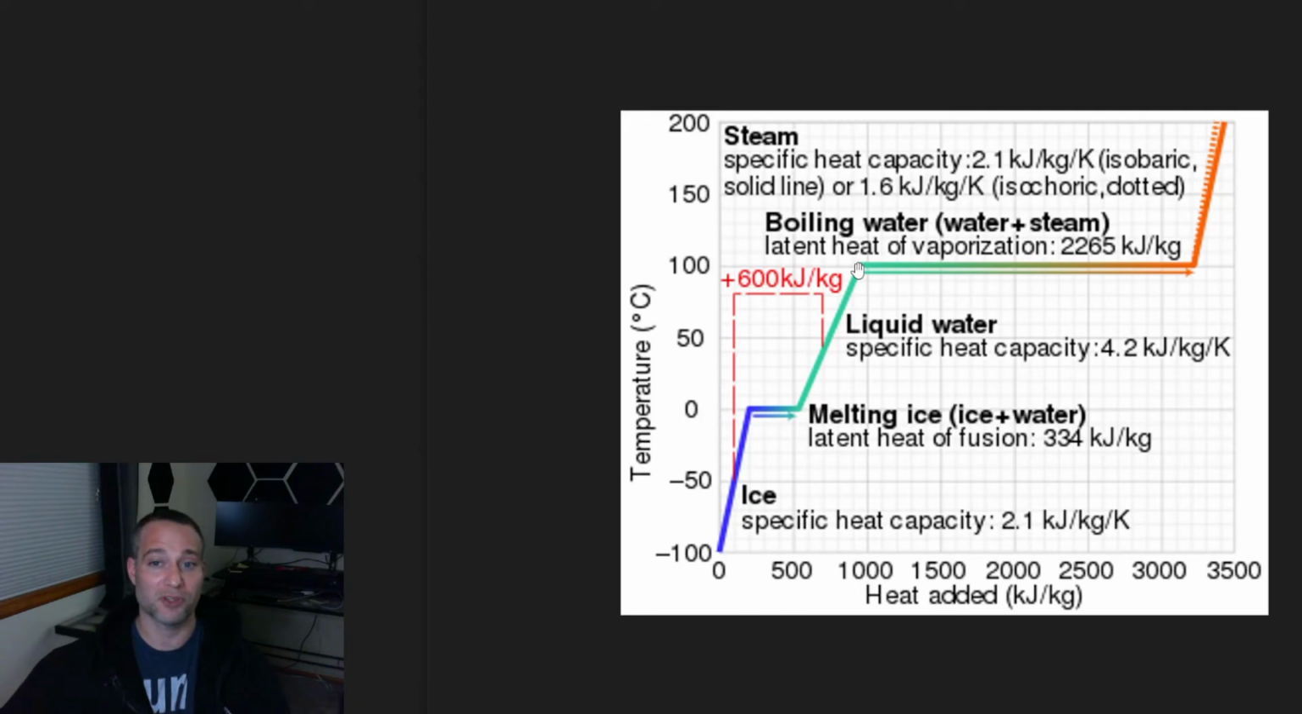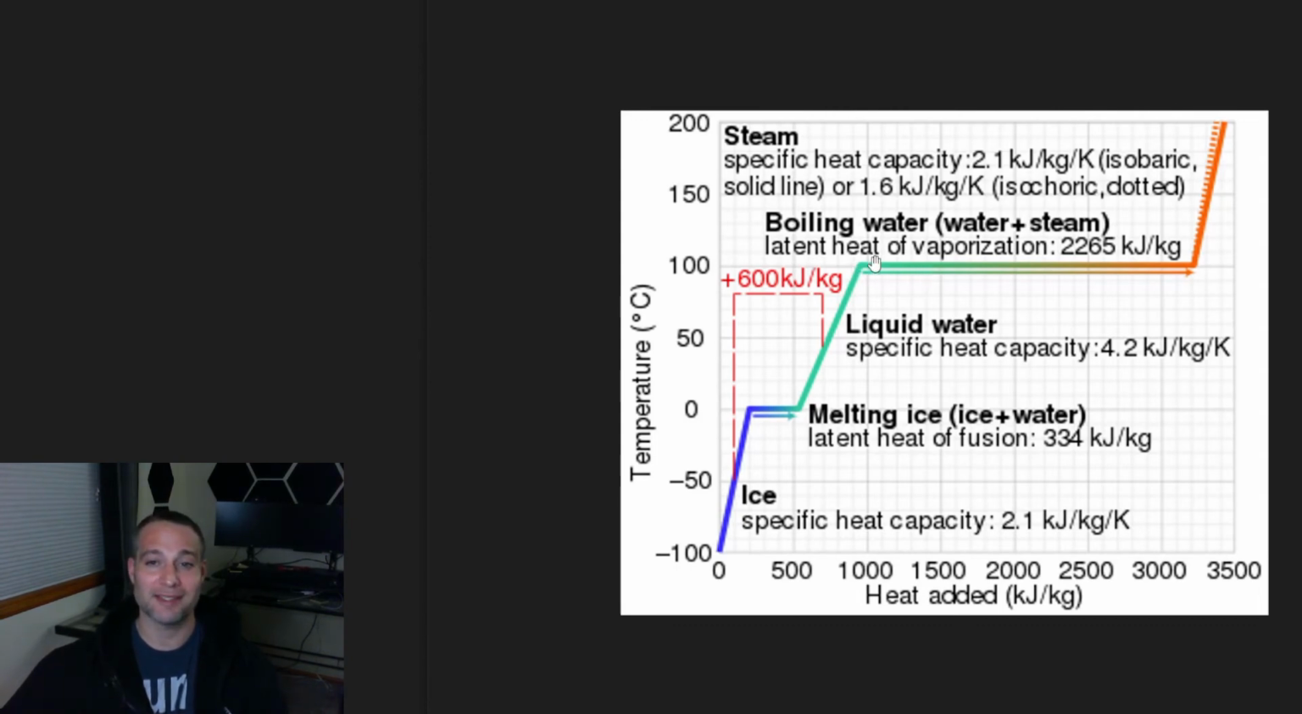So now the water starts to boil, and the same process occurs. As I add more heat, which is going to the right on this graph, you'll notice that the temperature of this boiling water does not change. It's still 100 degrees. So all the energy that I'm adding is only boiling the water. It's changing the state from liquid to gas, from water to steam.